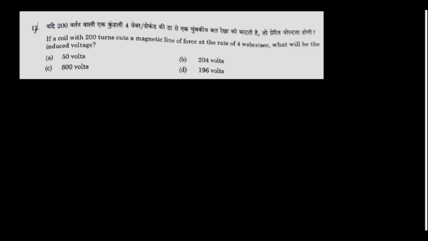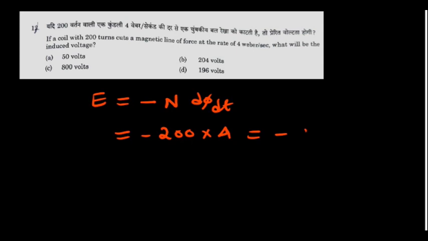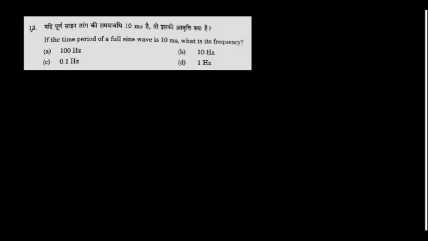If a coil with 200 turns cuts a magnetic line of force at the rate of 4 Weber per second, what will be the induced voltage? Let's take induced voltage as E. What is the equation? E equals minus N d phi by dt. Here N is 200 turns, and d phi by dt is 4. So it is minus 800 volt. So 800 volt is the answer.